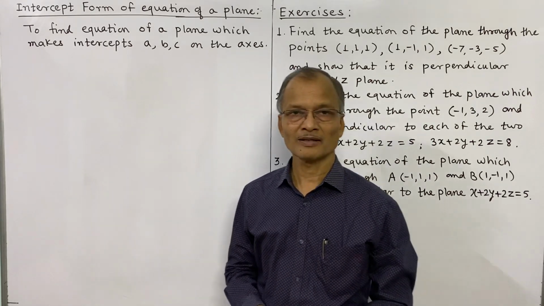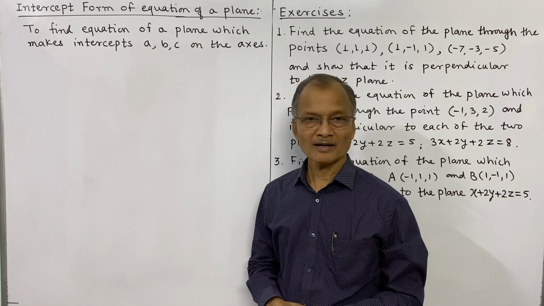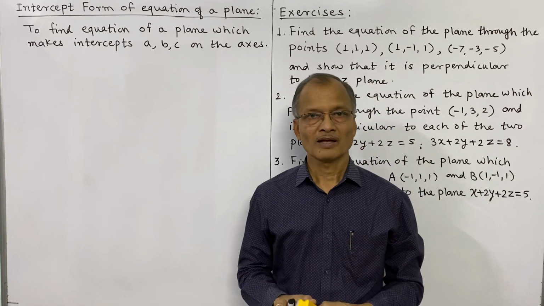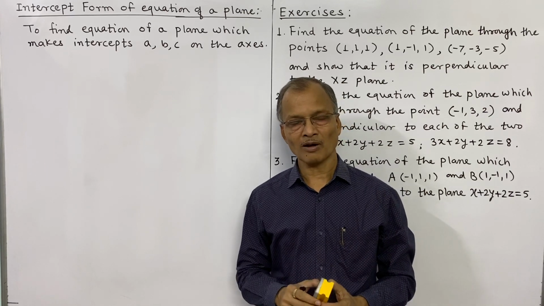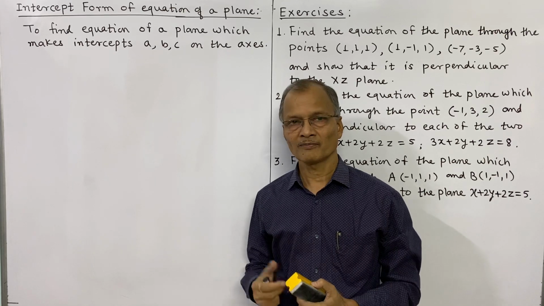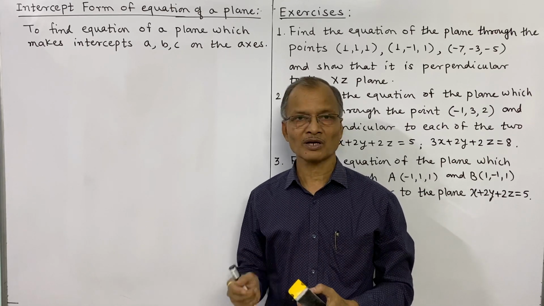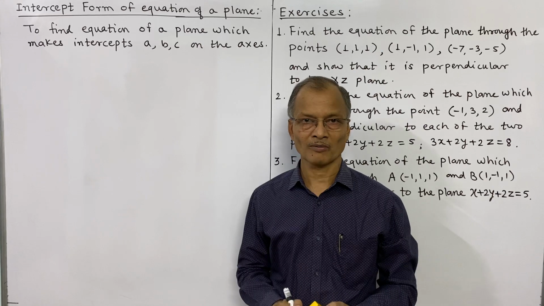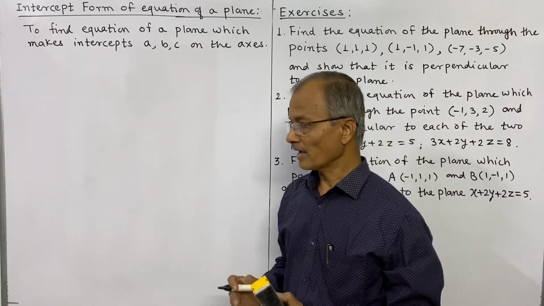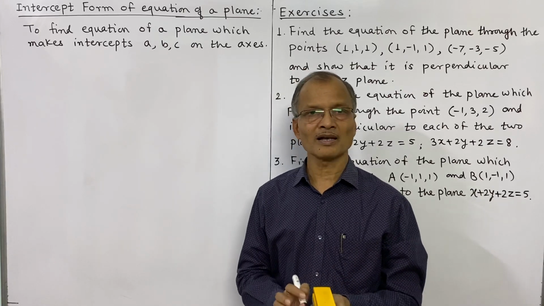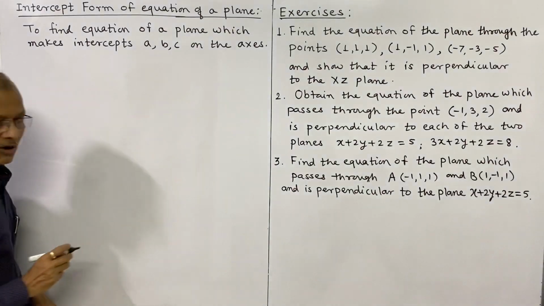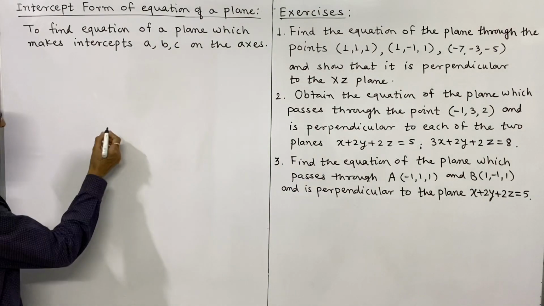We are studying the plane, and in the earlier lectures we have seen the different forms of equation of a plane. One form is the general form, and then we have studied the normal form of equation of a plane, and further we have seen how to transform the general form to the normal form. Further we have seen the angle between the planes, and the angle between the planes is the same as the angle between their normals.